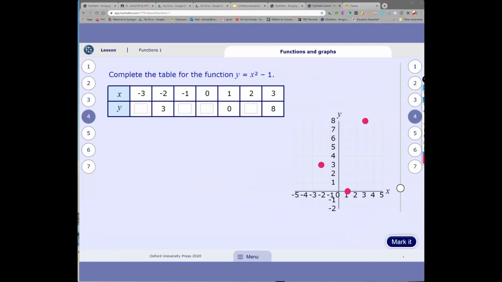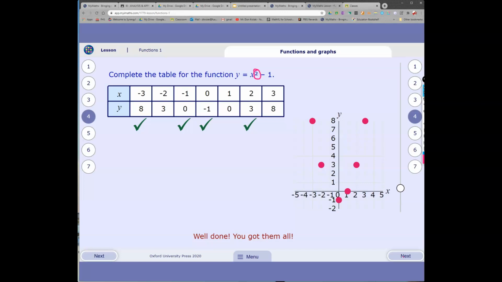All right, now we have a function that is going to be a parabola because the largest exponent is a 2. So we're taking our input, we're squaring it, 9, and then we're taking away 1. So that's going to give me 8. Negative 1 squared, positive 1, take away 1, 0. 0 squared, 0, take away 1, negative 1. 2 squared, 4, subtract 1. And then when we join those, we get a parabola. So that is a quadratic function.